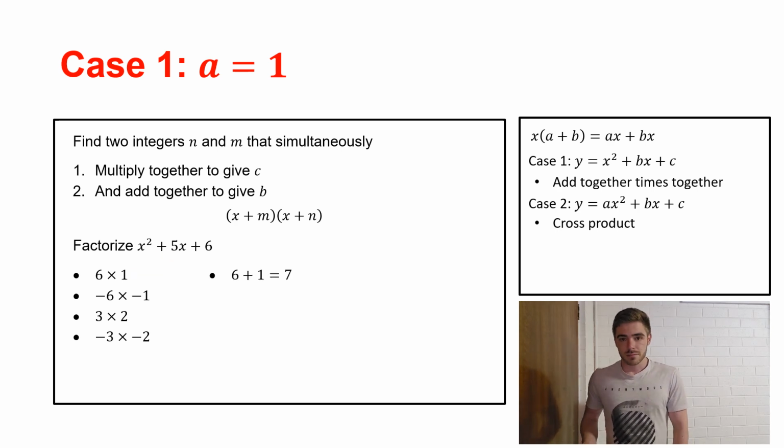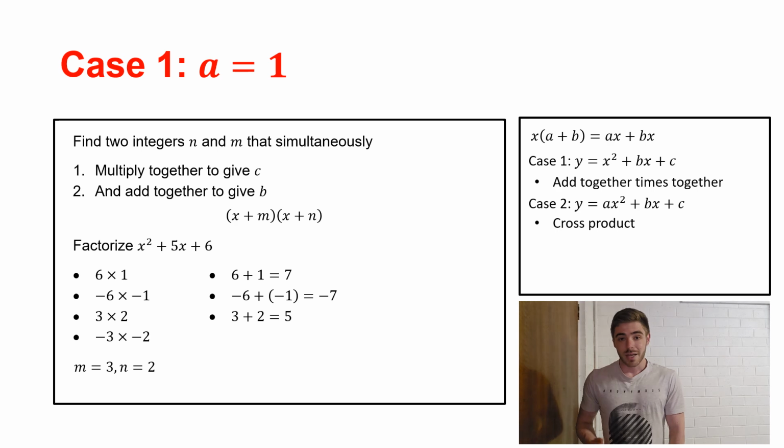6 plus 1 makes 7, so that's not quite right. Same thing with -1 and -6, that's going to make -7. However, 3 plus 2 makes 5, so that's the winning pair. Now that we have our pair, we're just going to arrange those in the factorized formula. It's worth noting at the end that this won't work for every quadratic. Some of them just aren't factorizable, but those that are can be factorized using this method.